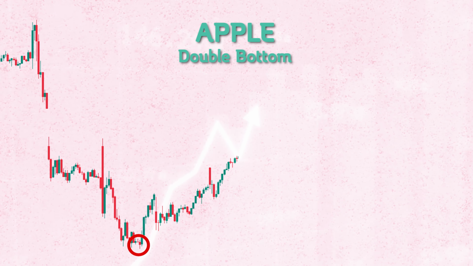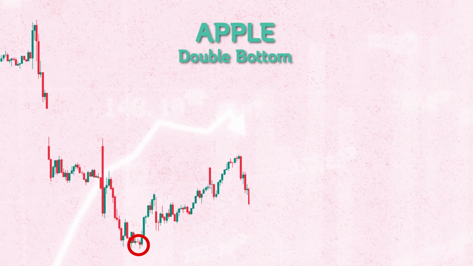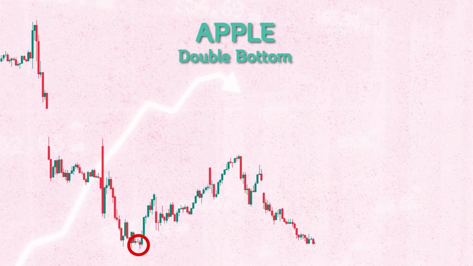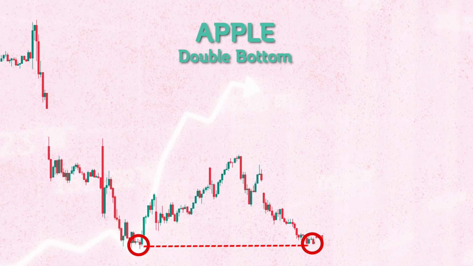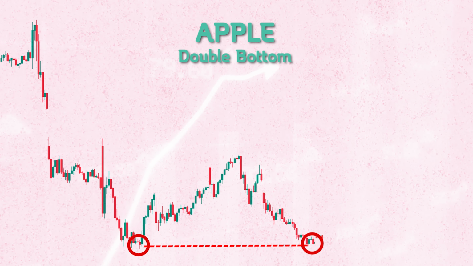But not all together. The trend reversal peaks at the peak. After the first trough, buyers cause the price to rally until it reaches a peak. Following the peak, the price declines again, forming a second trough. The second bottom should be at approximately the same price level as the first bottom, creating a horizontal support level.